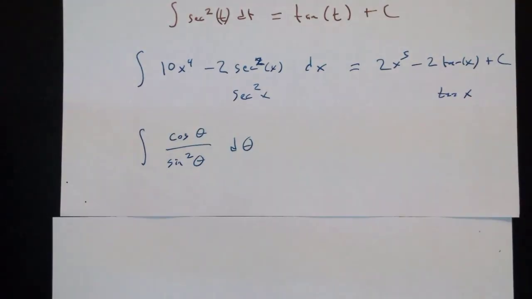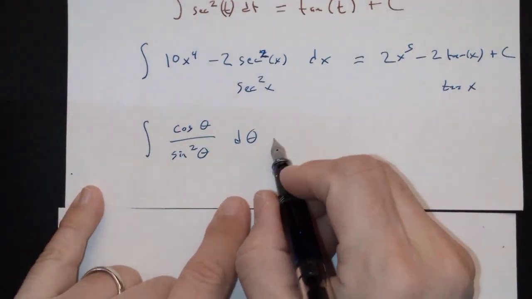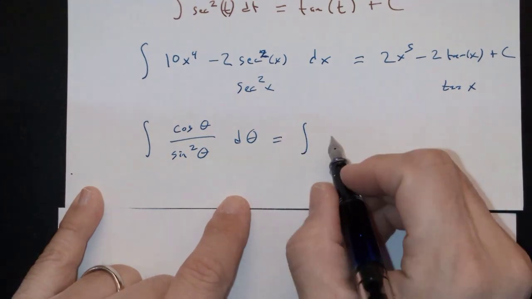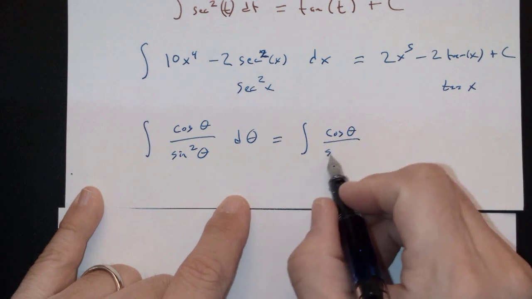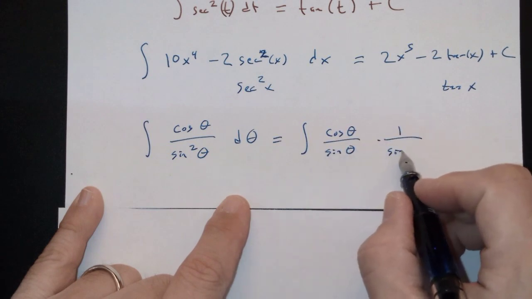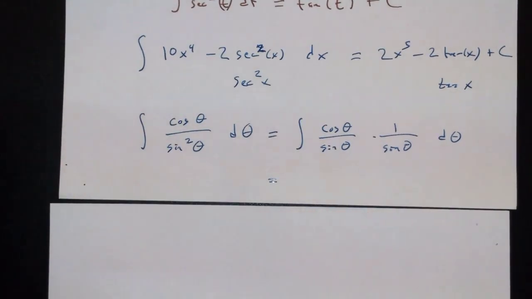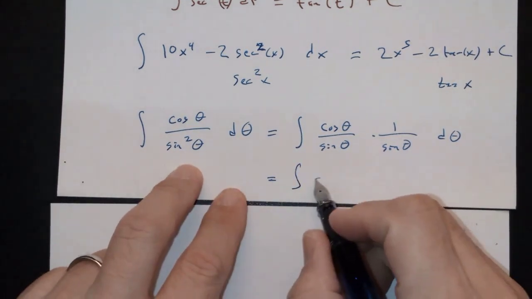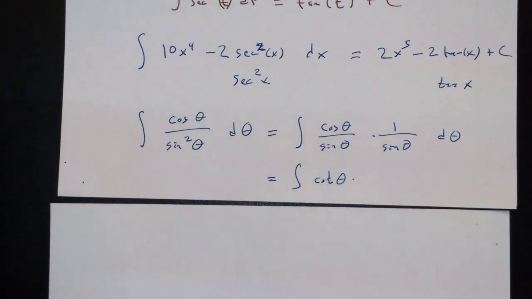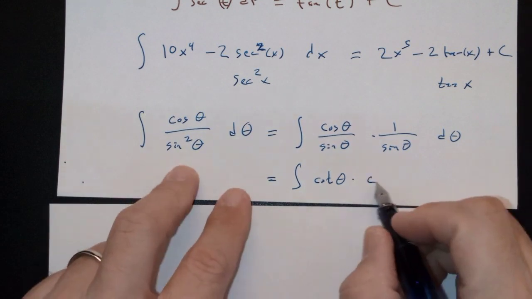But I can play with what I know about trig functions. We've got a sine squared on the bottom. So let's separate that into two pieces. Cosine over sine, what function does that give me? It is cotangent. One over sine. Cosecant.